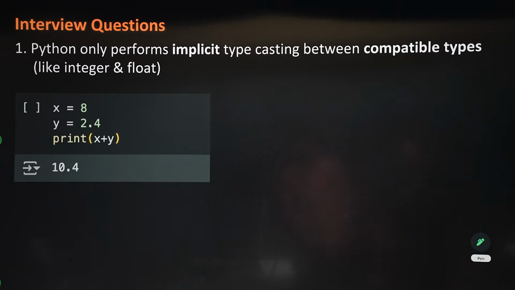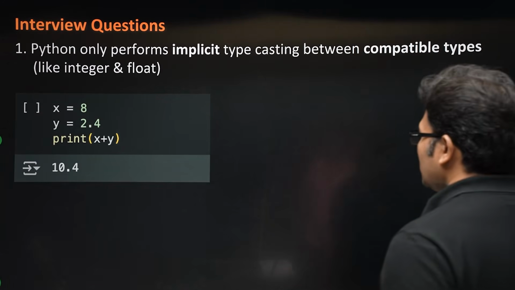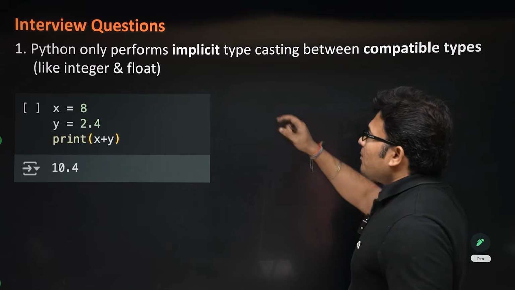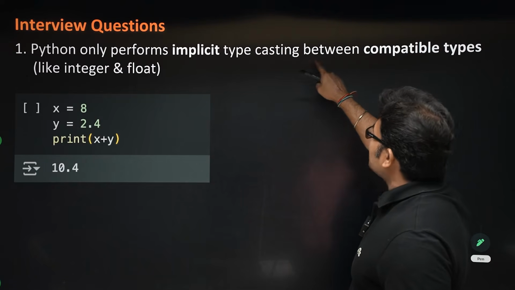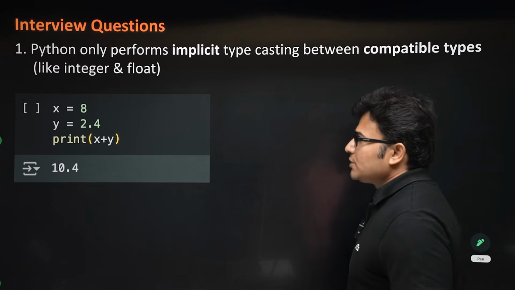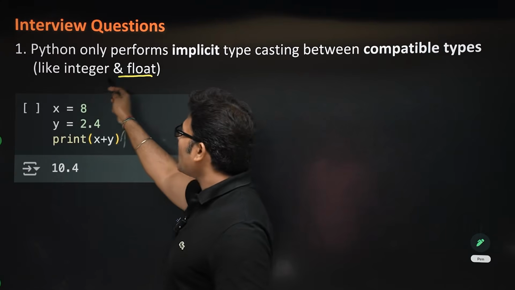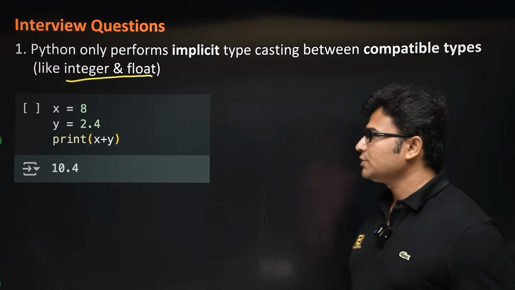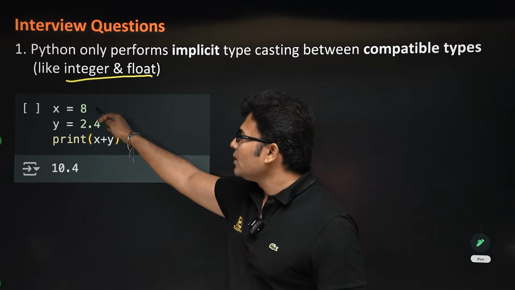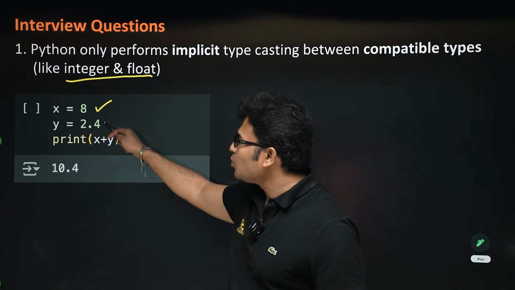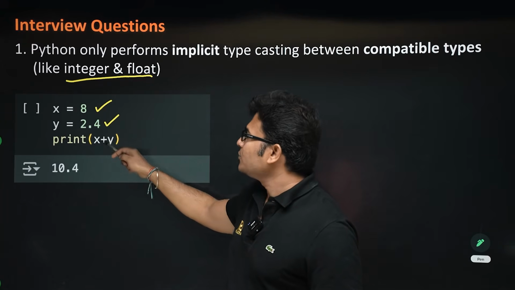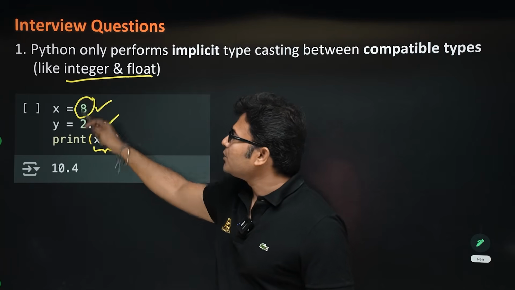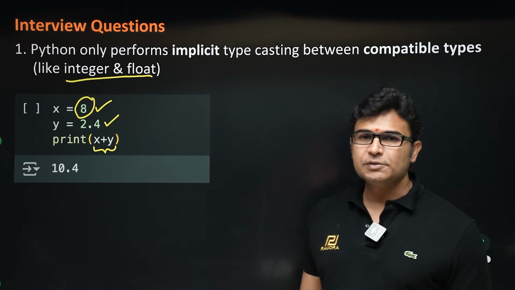Now we shall see some interview questions. So what are the kind of interview questions that they can ask on this concept is, Python only performs implicit casting between compatible types. For example, integer and float are compatible. That is why implicitly it will do the casting. For example, if you write x equal to 8, which is an integer, and y equal to 2.4, which is a float, and when you try to add them, it will implicitly convert the integer into a float. See, this is implicit.